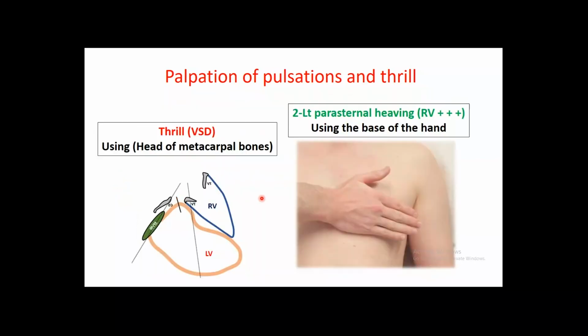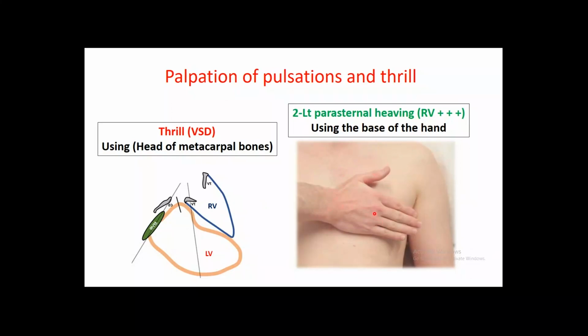The second thing is palpating the left parasternal area with the base of the palm of the hand. As we see here, and as we just said, the right ventricle is anterior and the left ventricle is posterior. So if our patient has a marked RV problem, either enlargement or hypertrophy, the right ventricle might hit our palm during systole. This is called left parasternal heave, denoting marked RV enlargement or hypertrophy.